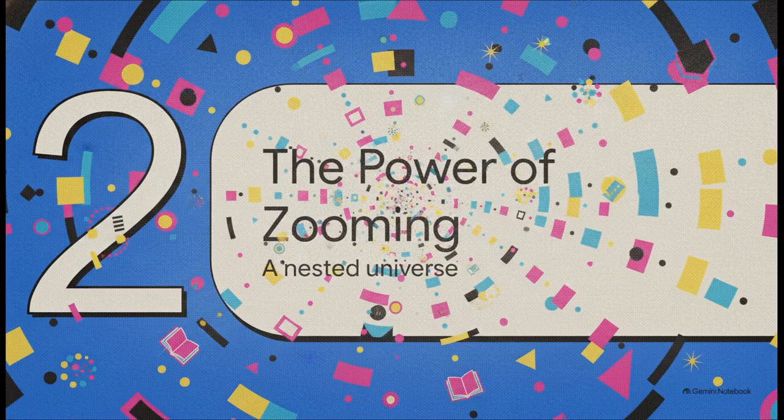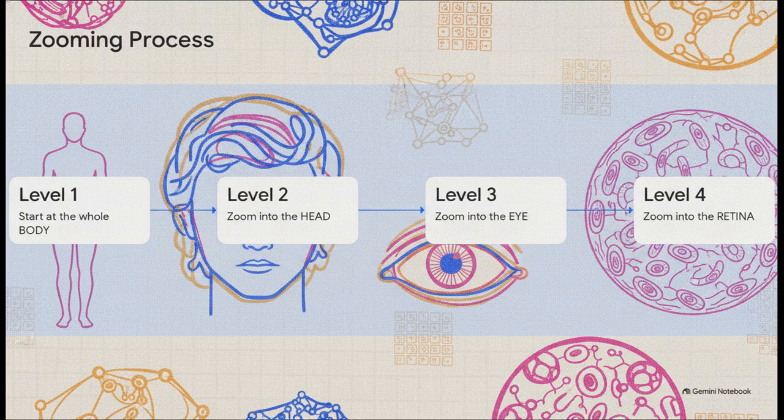Section 2. The power of zooming. A nested universe. Imagine looking at that center grid and mentally clicking on a cell to watch it expand. You start at the main body, then you zoom into the head cell, and suddenly it opens up into an entirely new 3x3 grid. The center is now the head, surrounded by hair, forehead, ears, eyes, nose, and mouth. Then, say you click on the eye. Boom, another grid opens, breaking down into the cornea, iris, pupil, lens, retina, and optic nerve. Click the retina, and you're down to the cellular level.